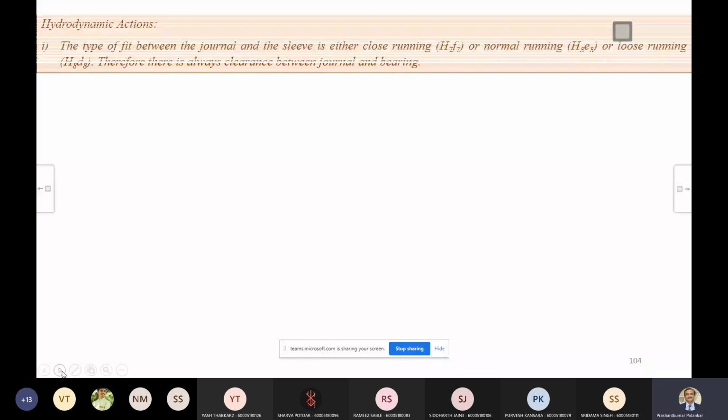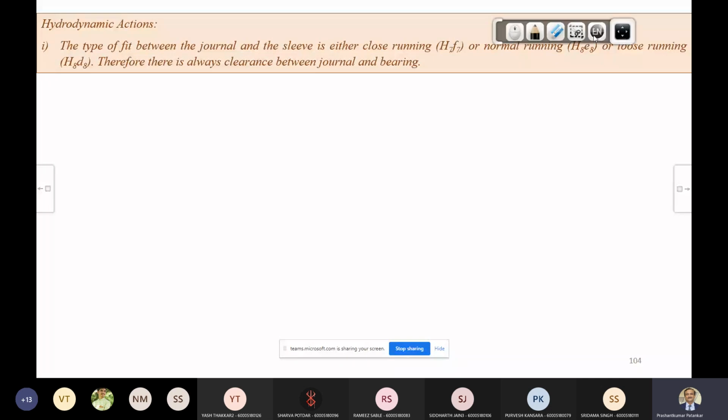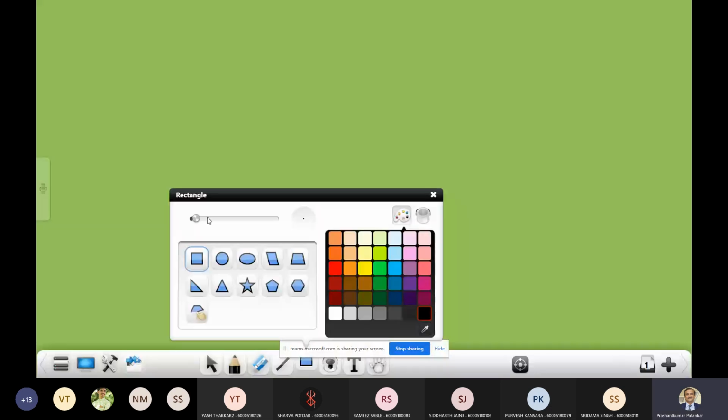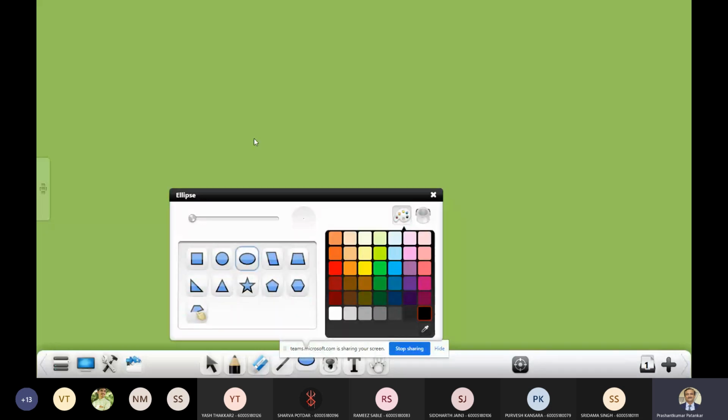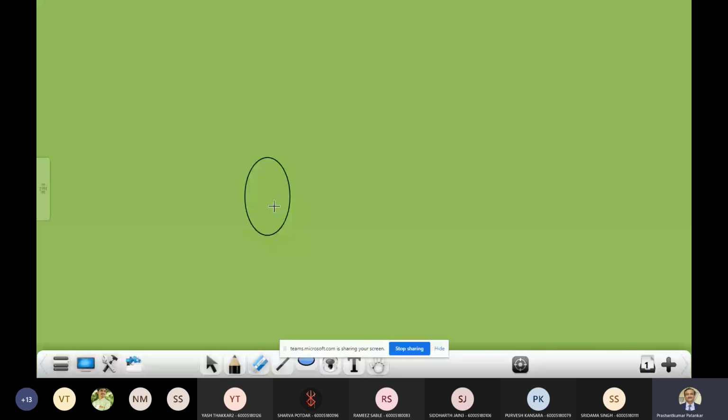Now, okay, so by now it is clear to you that though we say that in case of, just a minute, let me show one small figure, draw a small figure over here.